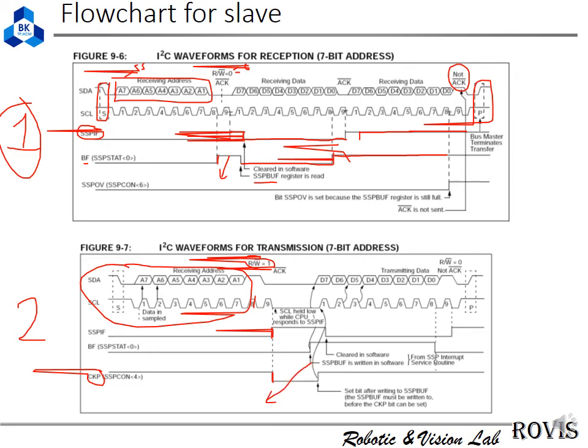Okay, and then we give the data for the transmission from the slave. When we give the data, the buffer will go full. And when we give the data to the SSBUF buffer, the CKP will be released, and then it starts the clock again, to transmit the data here.